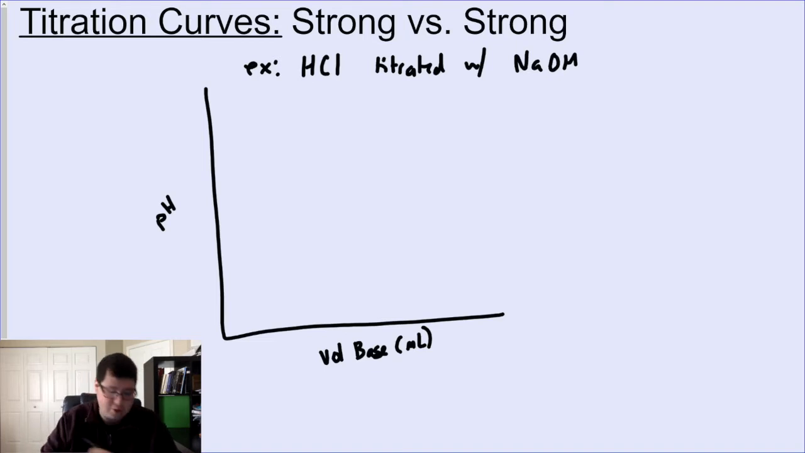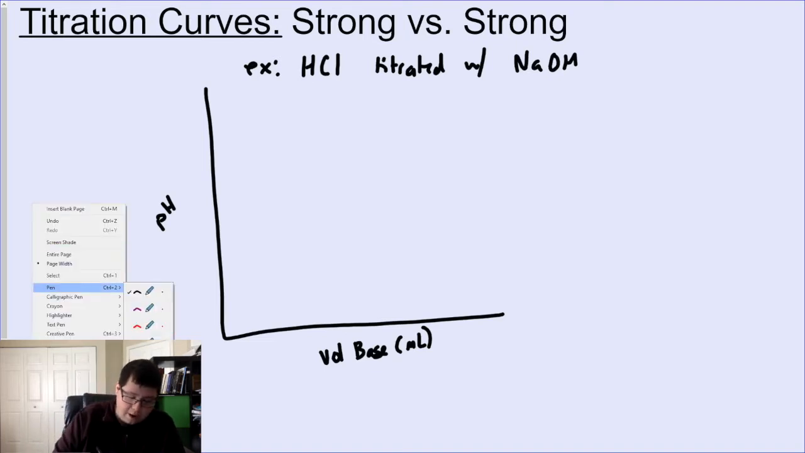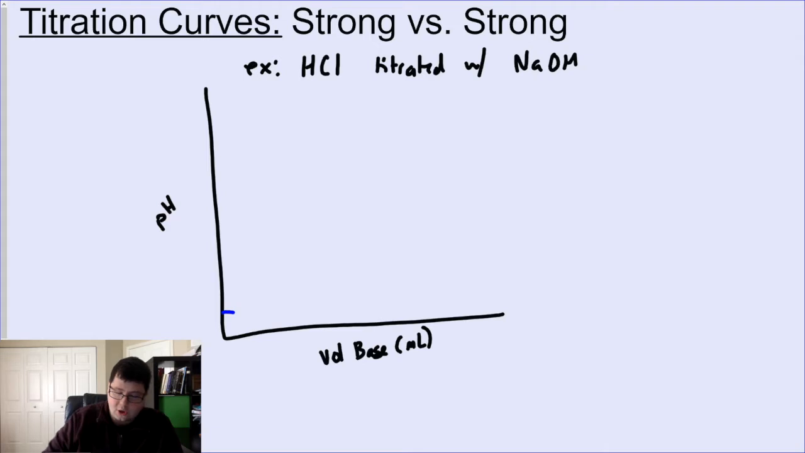So initially, because I have a strong acid, my curve is going to start off very acidic, so it's going to start off at a low pH. And as I add base, that pH should rise. It's going to rise slowly because it's not going to immediately neutralize all that H+, and so there's still going to be a majority of H+ in solution when I'm slowly adding my base. And so this is going to curve up here slowly.